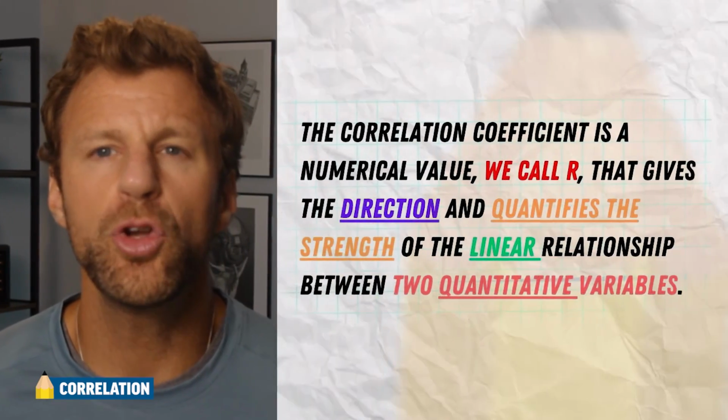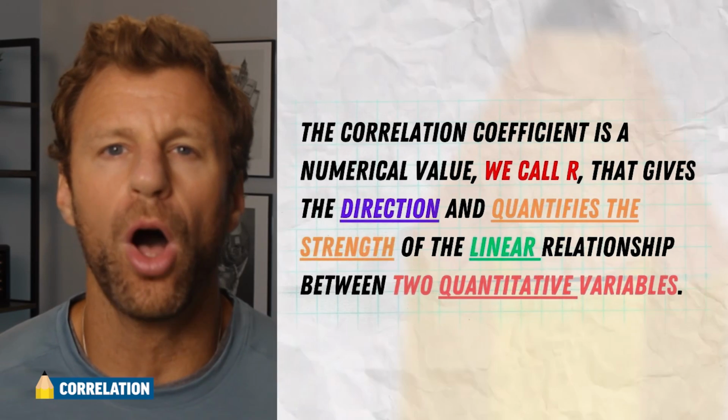In the beginning, we're just kind of vague, like strong, very strong, weak, but we actually want to create a more specific way to analyze the strength relationship, and we do that with something called the correlation coefficient. This is a numerical value that tells you how strong a relationship is. But there's a couple really important rules. The correlation coefficient is a numerical value that we call R.